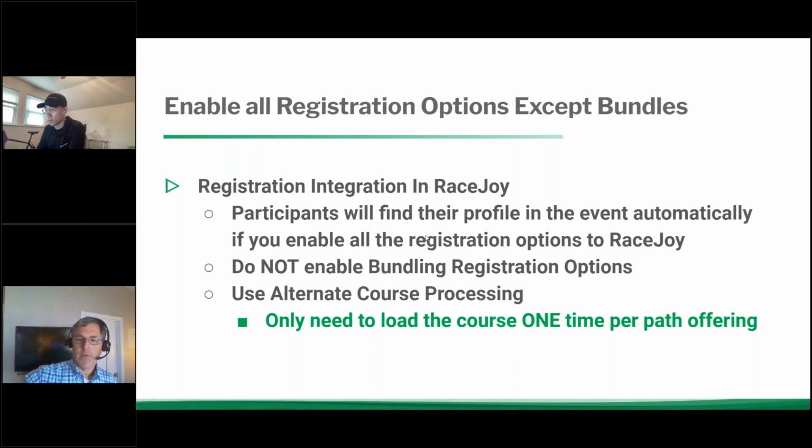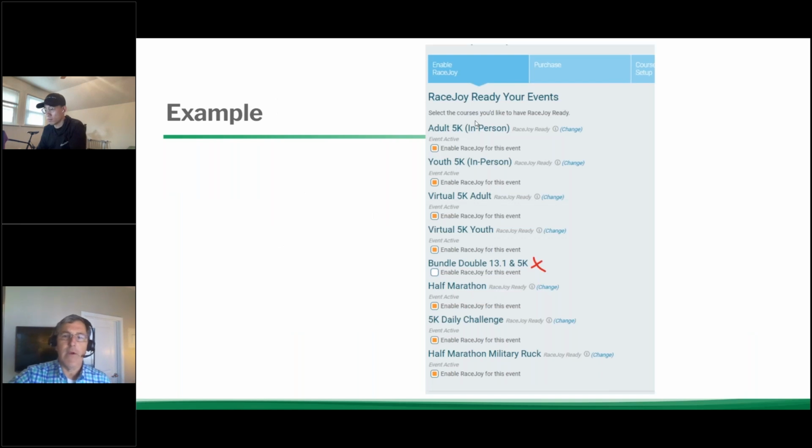So at the end of the day, just remember, enable all the events for RaceJoy, and then don't enable anything that has a bundle. Examples would be that I have all these different ways of registering people for the adult, the youth. I may have a ruck, I may have a military. Just turn it all on. That's really the key takeaway here. But any type of bundled event, where you're putting together a 5K on Saturday, or maybe a 5K Friday night and a half marathon on Saturday, you don't want to enable those for RaceJoy.